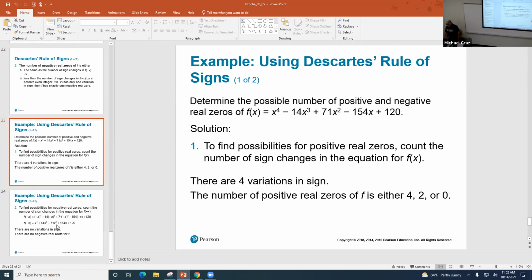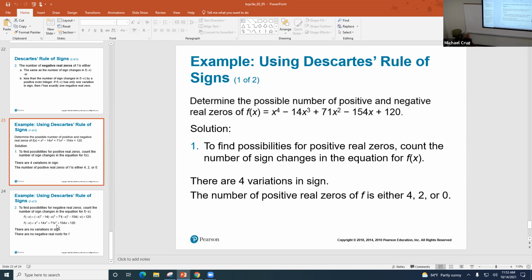I've got another one to go over here, but here's the way it works. Look at the number of sign changes. 1 sign change, 2, 3, 4 sign changes. So that means we've got 4 possible positive real zeros. But we could also have 2 less than that, which would be 2, or 2 less than that, which would be 0. So you could have 4, 2, or 0. And that's all they want to know.